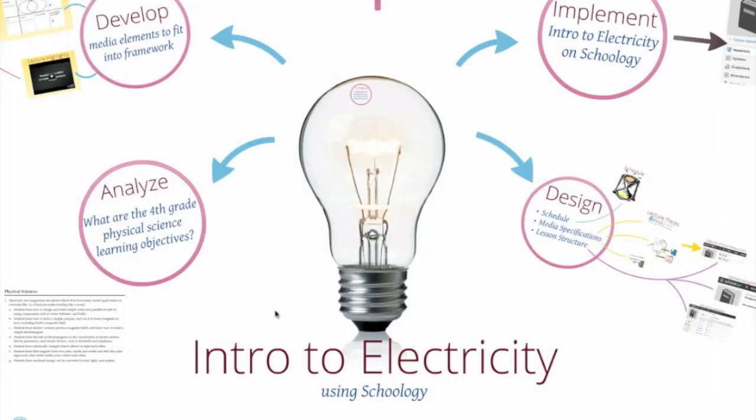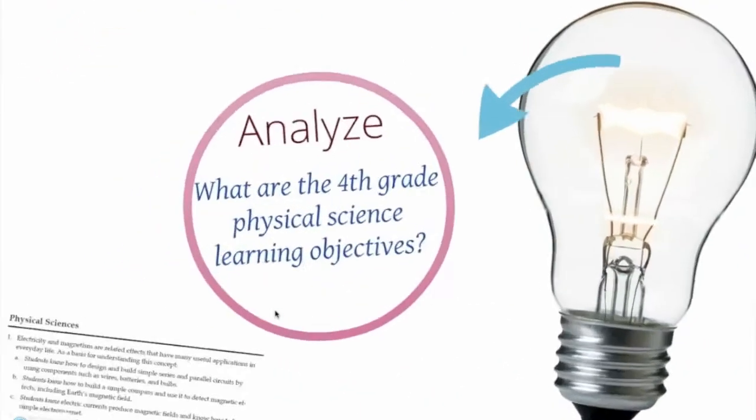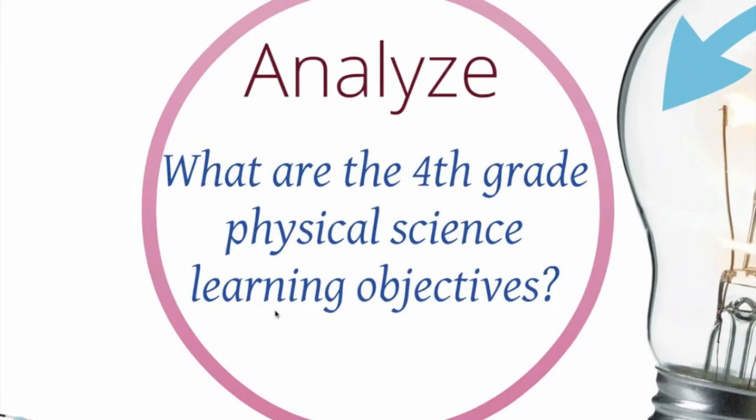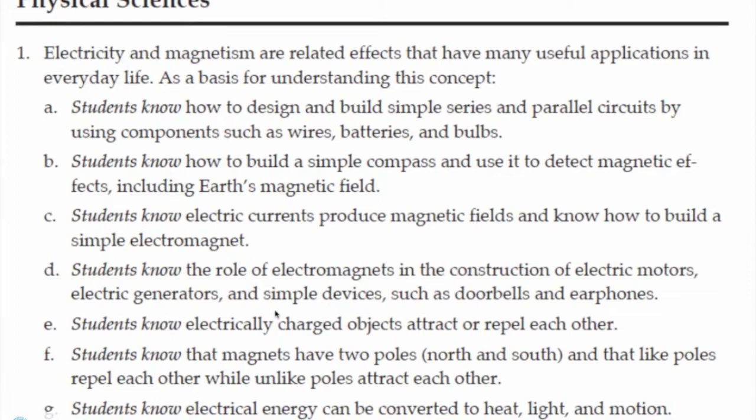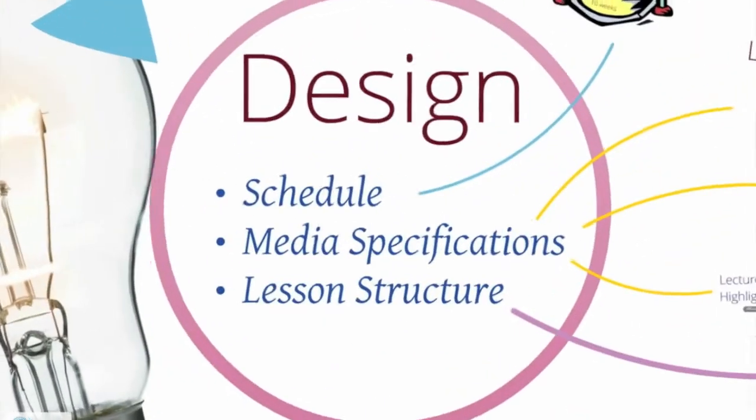So here's a mind map that shows the ADDIE process and how it helped me create my classroom and Schoology hybrid course, Intro to Electricity. The first thing to think about is the analyze phase, and that's where I start thinking of the 4th grade learning objectives, and these are the objectives that I know that my students have to master throughout this course.